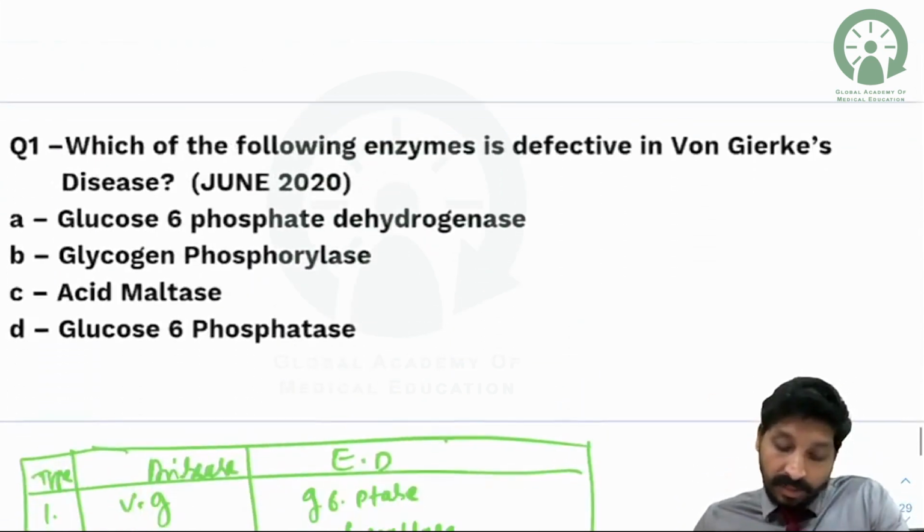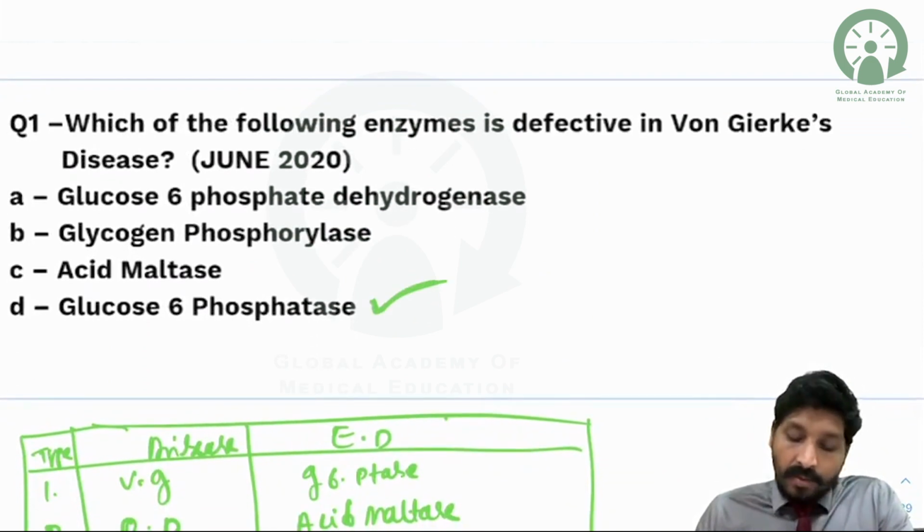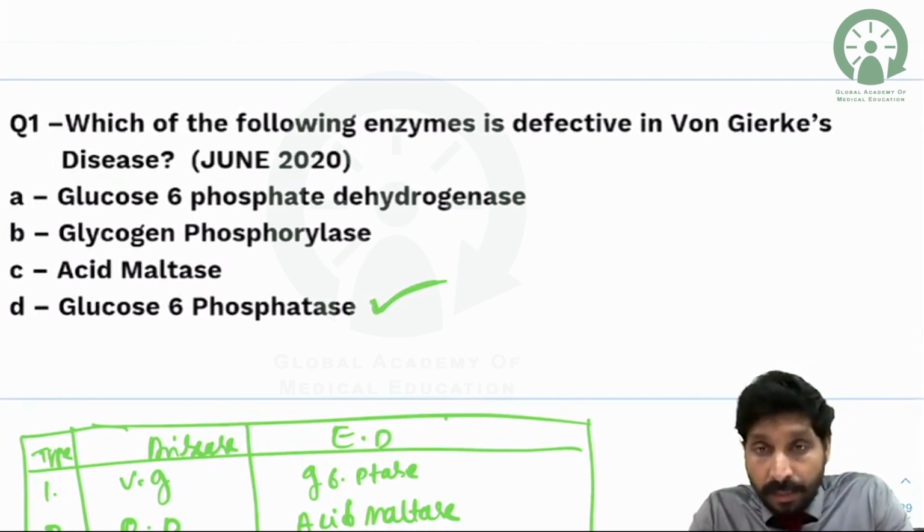So the question is, which of the following enzymes is defective? That is glucose 6-phosphatase, where glucose 6-phosphate cannot be converted to free glucose.